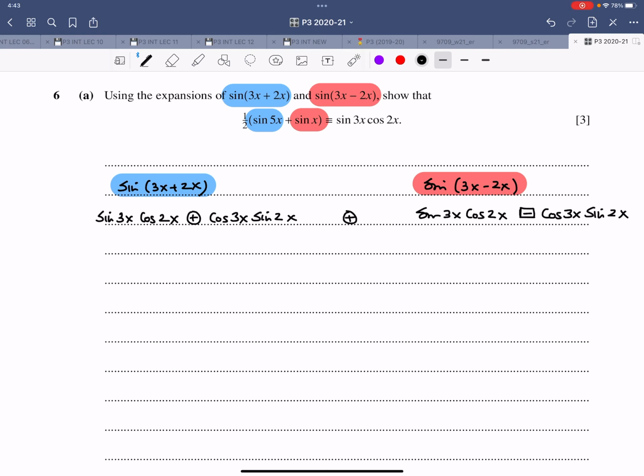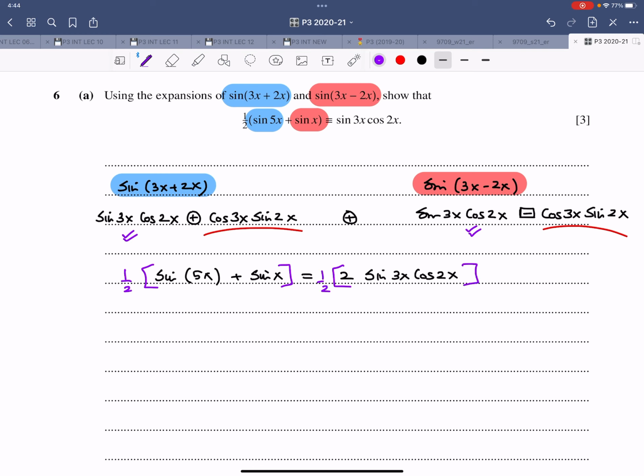Which terms will be added up? This will be added to this one, and this and this eventually would cancel out. So I'm left with sine 3x plus 2x is sine 5x plus sine x equals two terms of sine 3x and cosine 2x. But since they are saying prove that half of the left hand side should equal half of the right hand side, therefore this is sine 3x cosine of 2x.